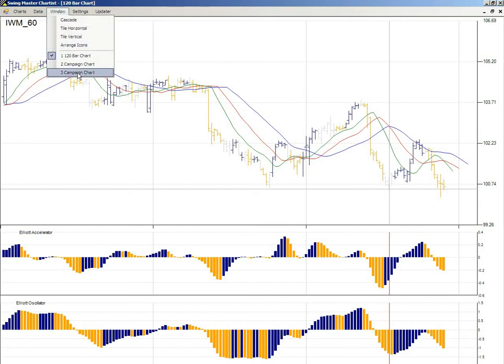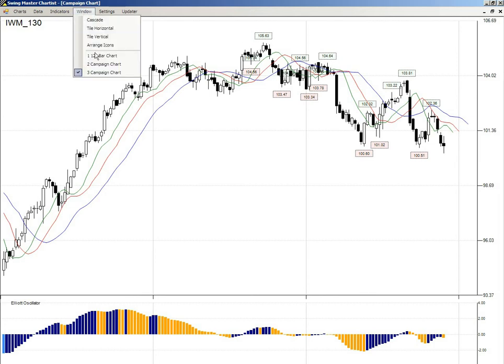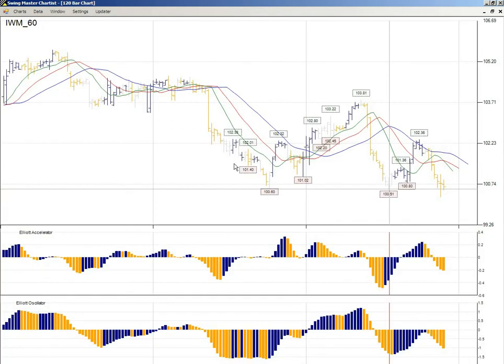Well, let's go back. We're using our 130-minute chart to manage our campaign. And the first thing we want to do is put up our breakout prices. From our 130-minute chart, we can see that the price level at 100.51 is a breakout price. We can move back to our 120 bar chart and do the same thing, put up the breakout prices, and 100.51 is the breakout price.